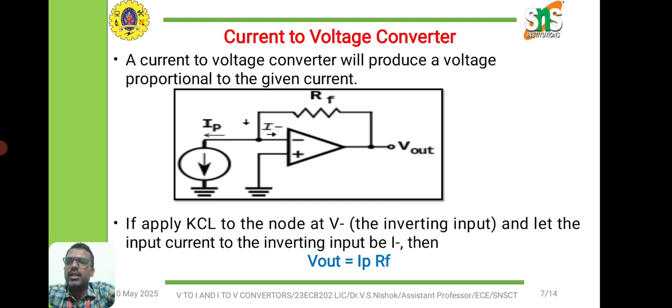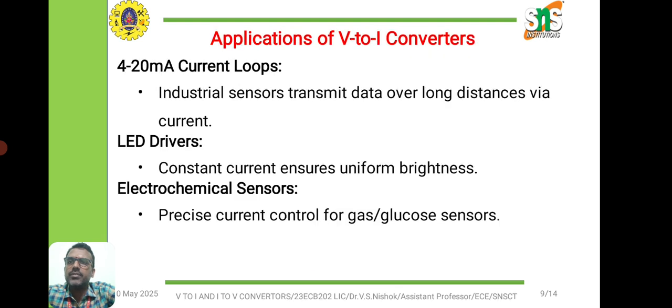When we apply KCL at the node, we get the output V out equal to IP, that is the current across the input path, multiplied by RF, the resistance across the feedback path. So V out equals IP times RF. This equation gives the current to voltage converter equation. If we give the input to the operational amplifier as a current signal, its equivalent output is obtained as a voltage from the output of the operational amplifier.